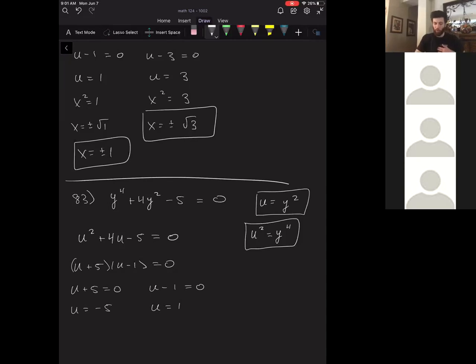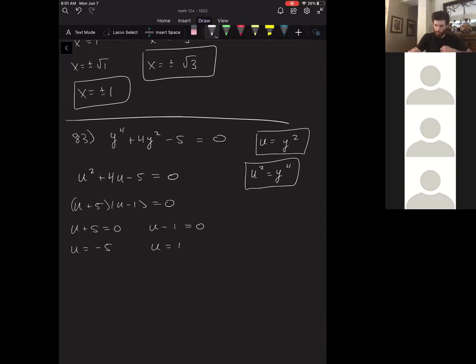But just like before, we weren't trying to find u, we're trying to find y. Now we know that u is the same thing as y squared from this box. So instead of saying u is equal to minus 5, we can say y squared is equal to minus 5. And here we have u is equal to 1, so that just means y squared is equal to 1.